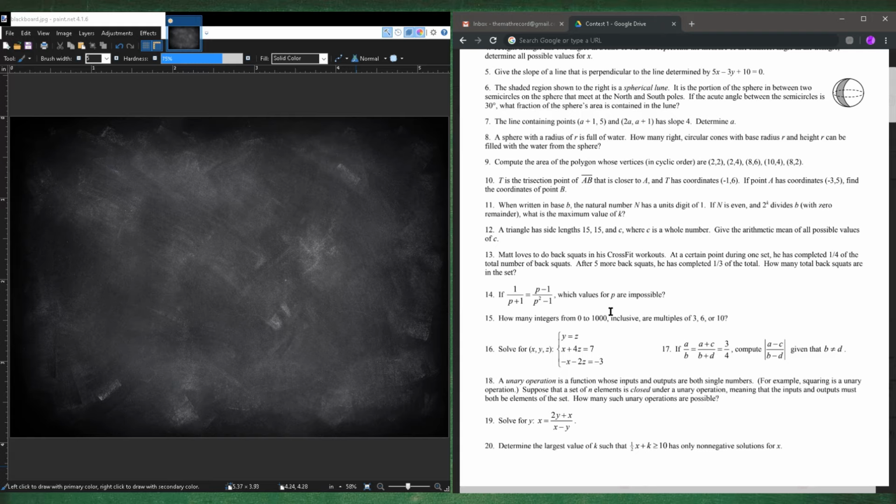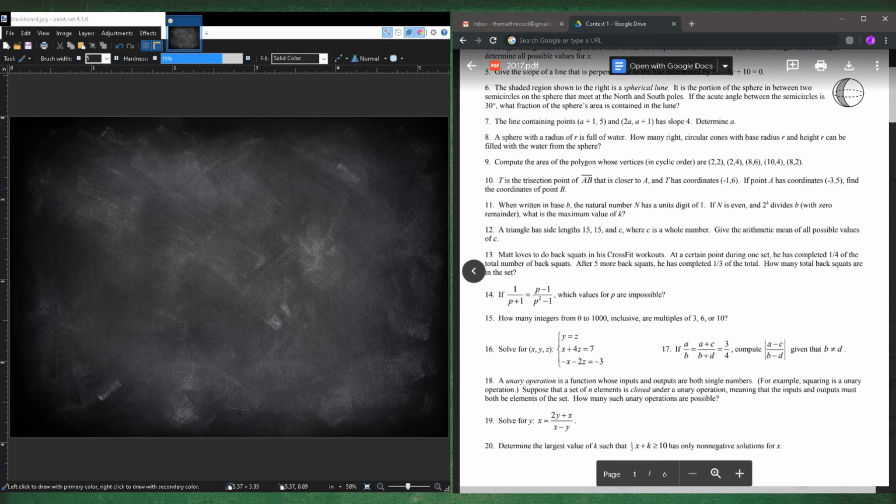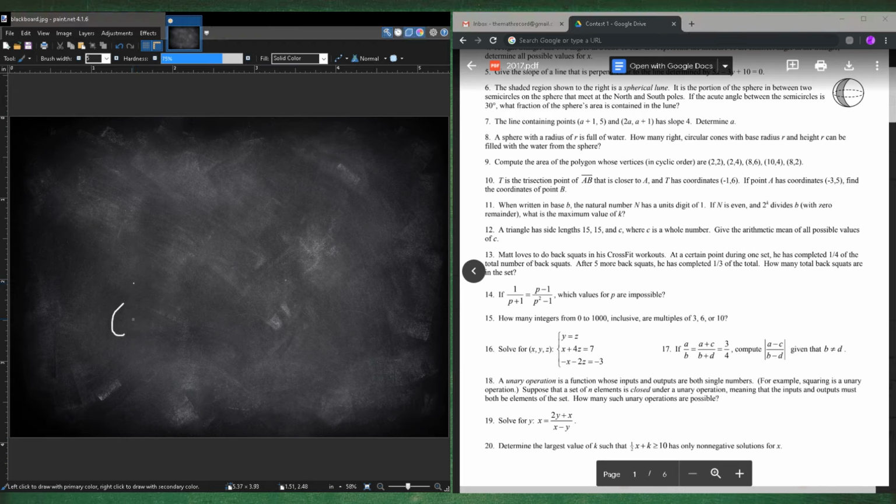If point A has coordinates negative 3, 5, find the coordinates of B. Okay, so let's just put the coordinate of A first, which is negative 3, 5. So just put it right here. It doesn't matter. You really don't need to draw a complete graph. So you have negative 3, 5.